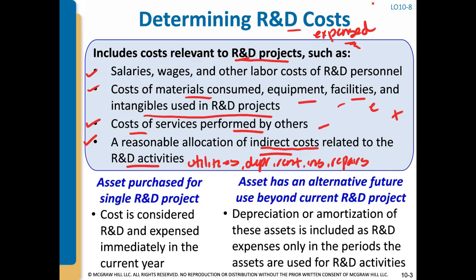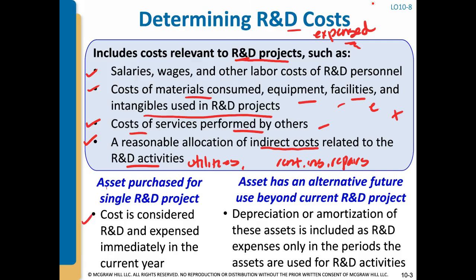So quickly, I mentioned that one of the indirect costs related to R&D activities is depreciation. And so what happens is when you have an asset that is solely purchased for an R&D project, and it will only be used in the R&D project and will not be used for any other purpose, then that cost is considered R&D and expensed immediately in the year that it was purchased.